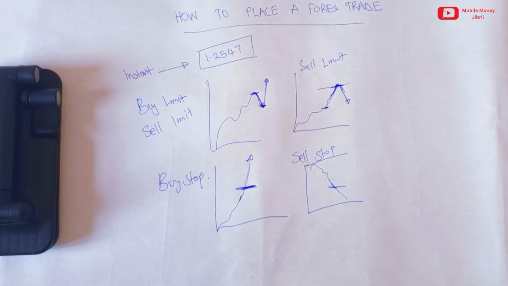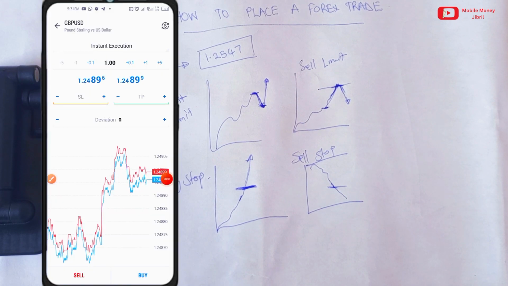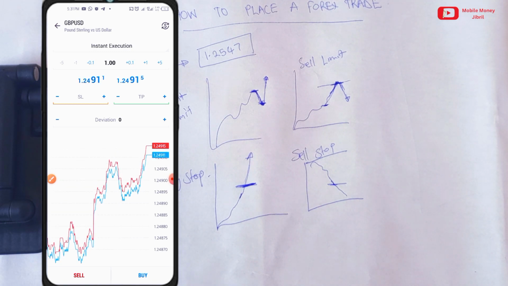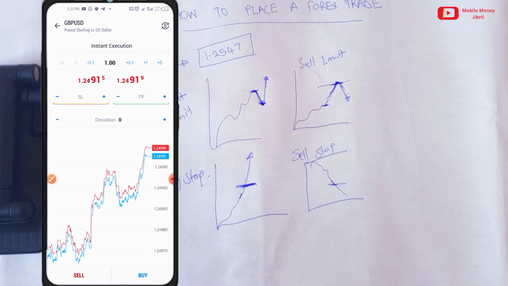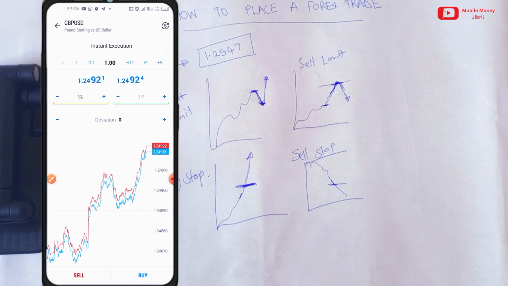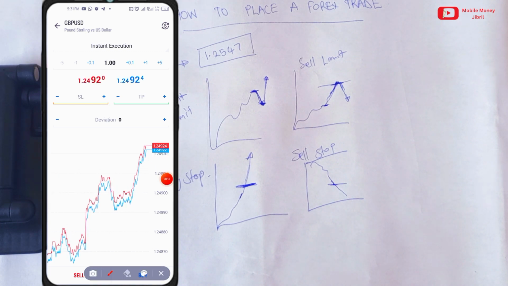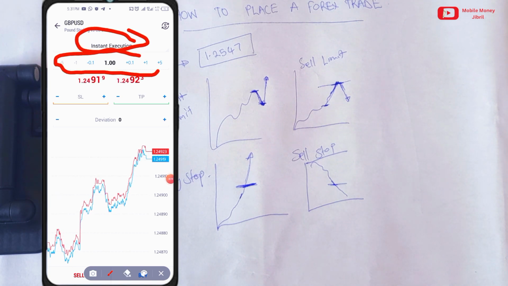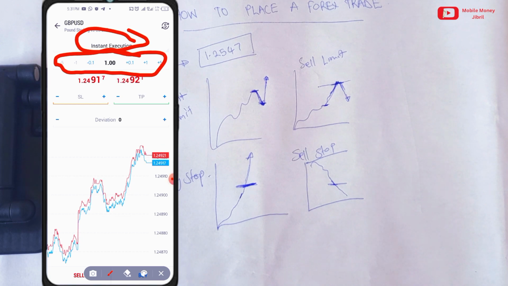So I'm going to do an instant execution order, so that you see how it really works. Now, for an instant execution order, I told you that you are just going to go with what the price presents. But for you to place an order, there are these numbers that you are seeing. We call those numbers lot sizes.